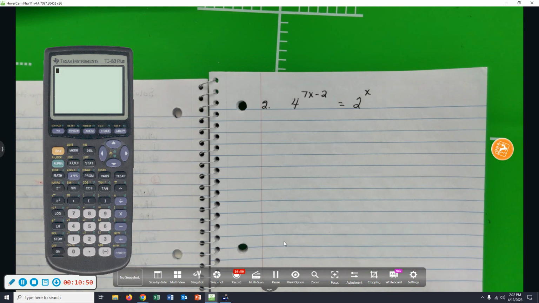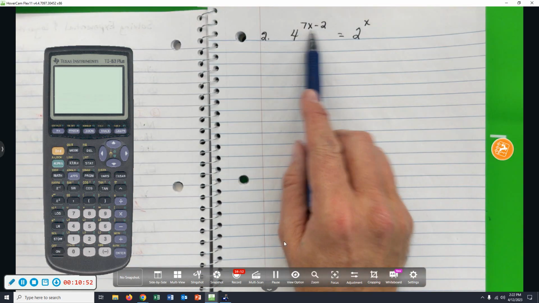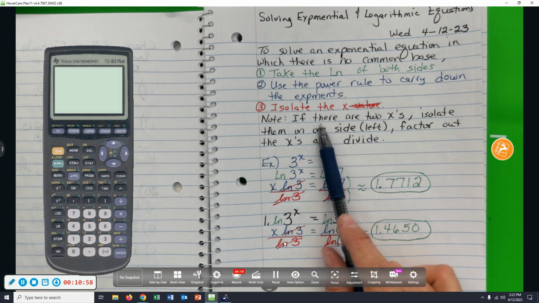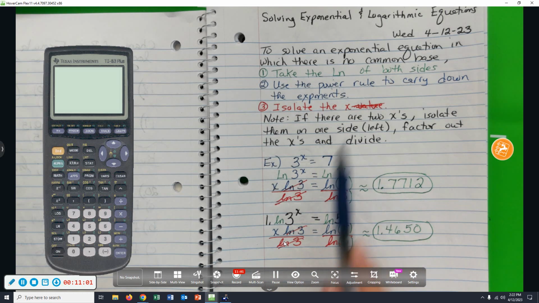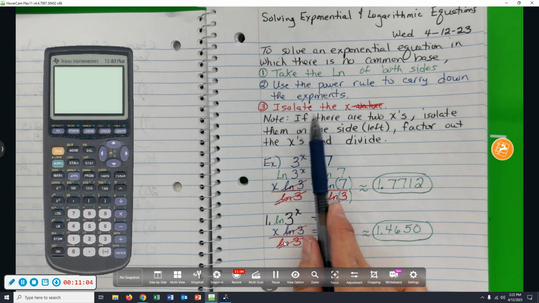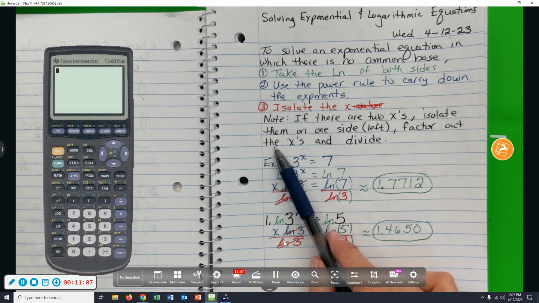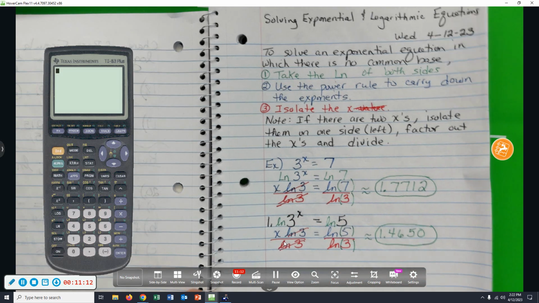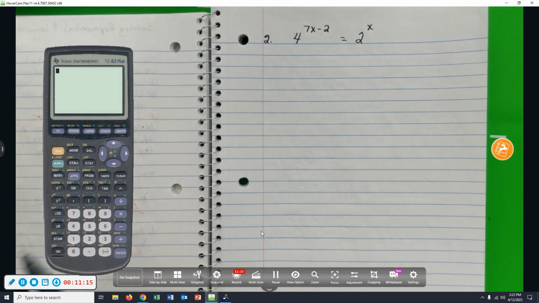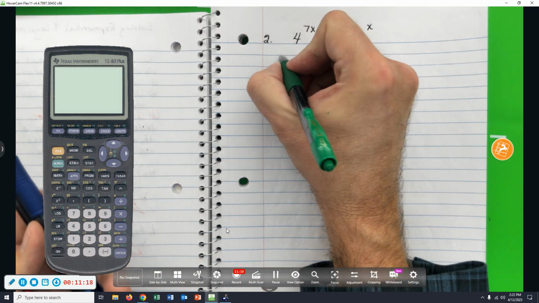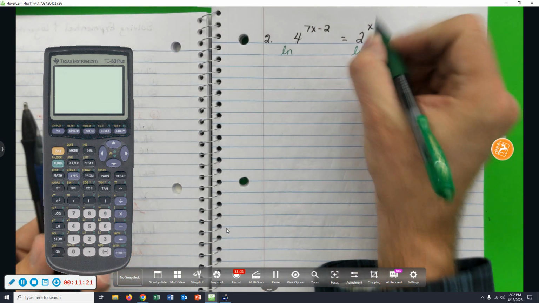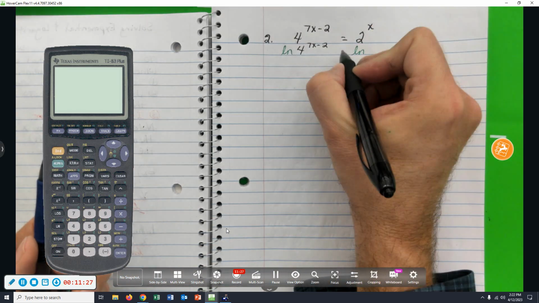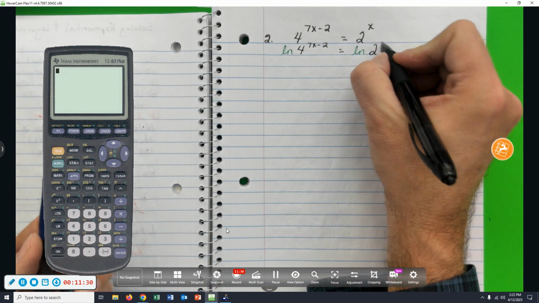Now, there's 2 different x's here, so that sentence that I have right here becomes important. If there's 2 x's, when you're doing step 3, it's not going to be so easy. If there's 2 x terms, you isolate them on one side. I always move them to the left. Factor out the x's and divide. First thing I'll do is stick ln in front of each side. So I'll have ln 4 to the 7x minus 2 equals ln 2 to the x.